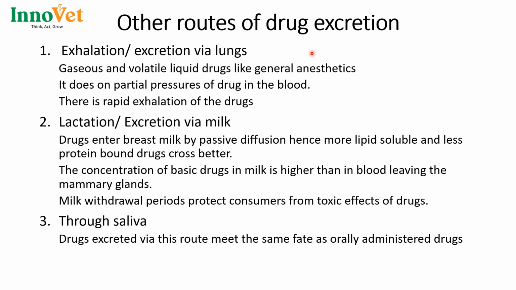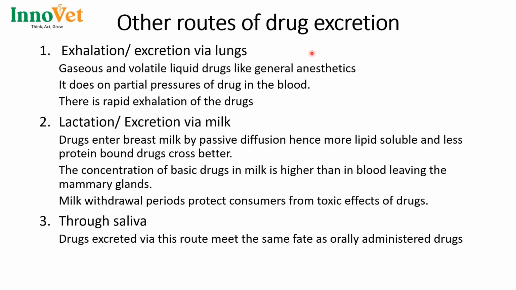This is because the pH of milk is slightly more acidic than that of blood. So these basic drugs will be attracted to the milk, and once they are there in the milk, they will ionize, and when they ionize, they will not be able to go back into the blood. They will not be able to pass via the membranes.